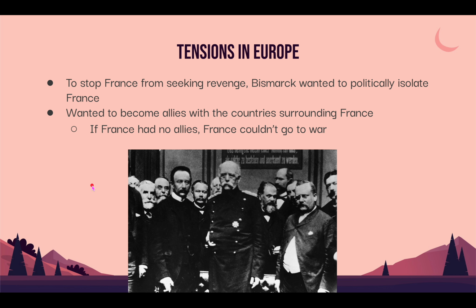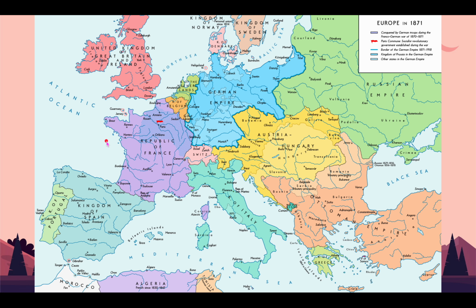To stop France from seeking revenge, Bismarck wanted to politically isolate France. So he wanted to become allies with the countries surrounding France, because if France had no allies, France couldn't go to war because they would get obliterated if they ever tried without any allies. So let's take a look at that map again, shall we?